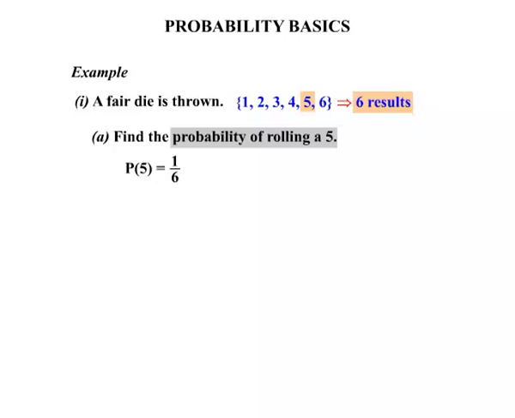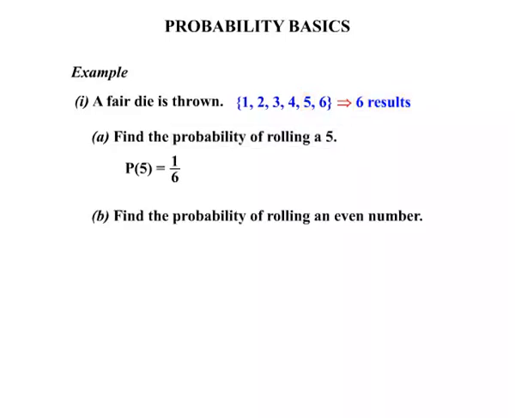Part B, find the probability of rolling an even number. Well, let's have a look. 2's an even number, so is 4, so is 6. So we see then, to throw an even number, we have 3 chances out of the 6. So probability of an even number equals 3 chances out of 6. And this time, this fraction, 3/6, will break down. We'll cancel down. It works out to be 1/2. So we say that we have half a chance of rolling an even number.